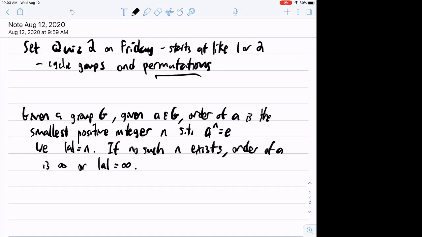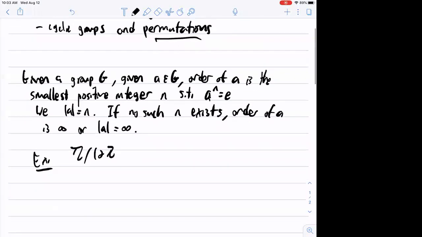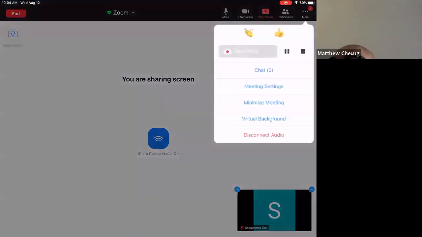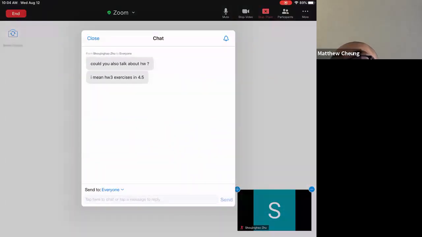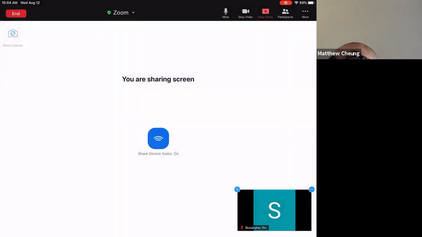So let's do some examples, right? In Z mod 12Z, I just picked 12. The class of 1, what's the order, right? What power of 1 eventually gives the identity? The identity is 0, right? The class of 0. So how many powers do I have to take until I get 0? Anyone?